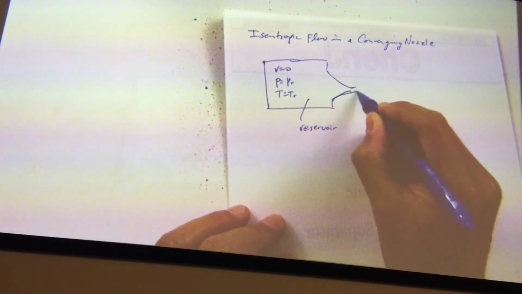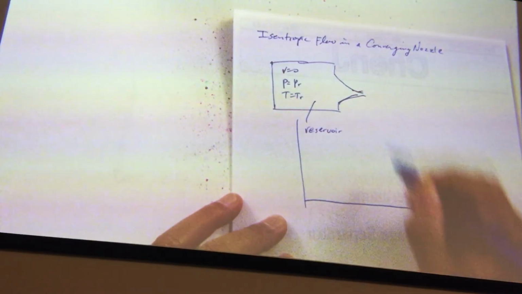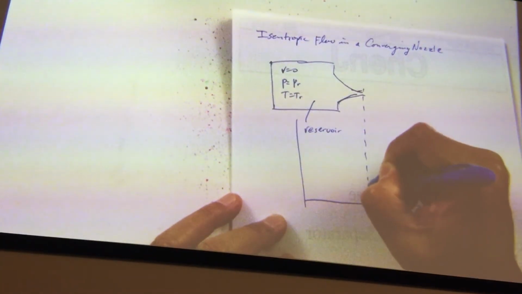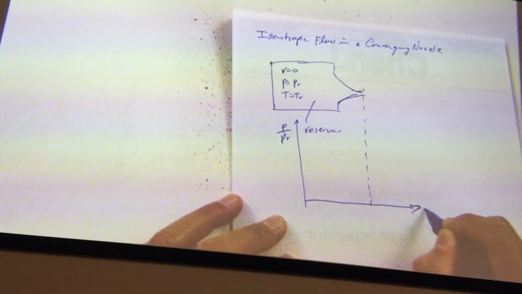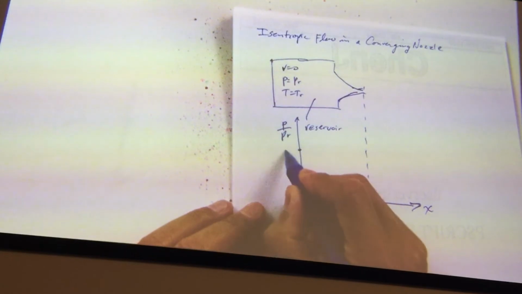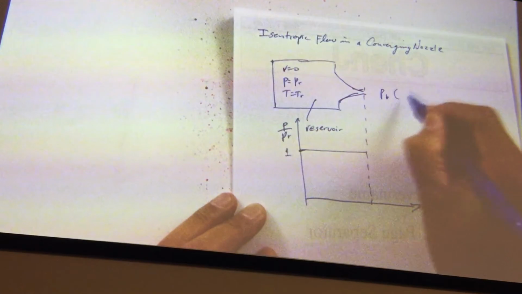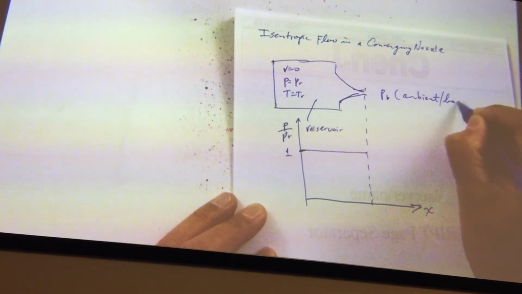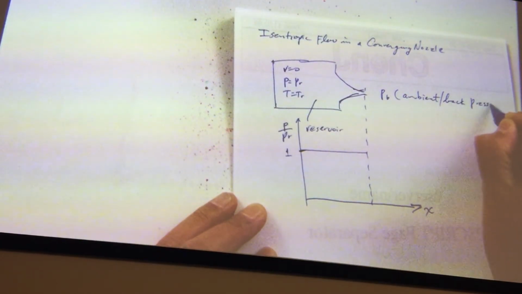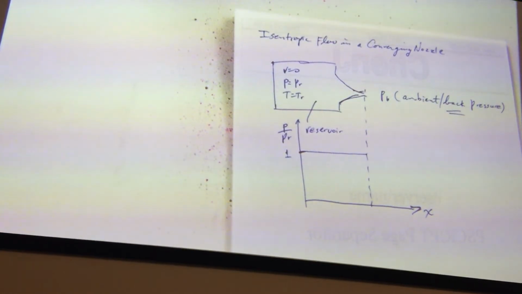Now, if I look at the pressure ratio as it goes, P over PR, this is location X. Now let's say this value is 1. And here is your PP. Let's call it ambient pressure or back pressure. This word is being used in the textbook all the time. Back pressure is on the back side.